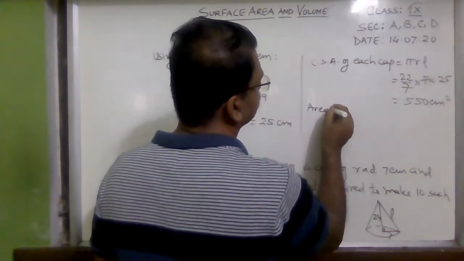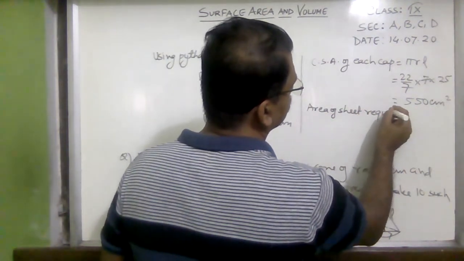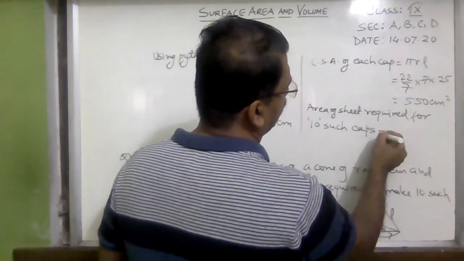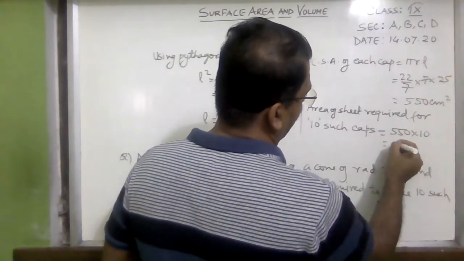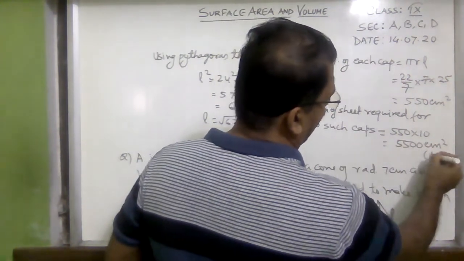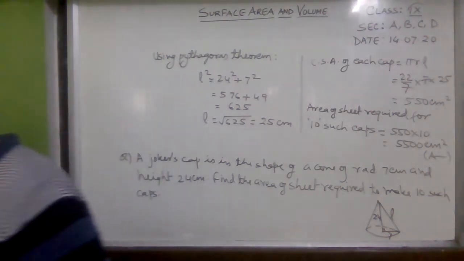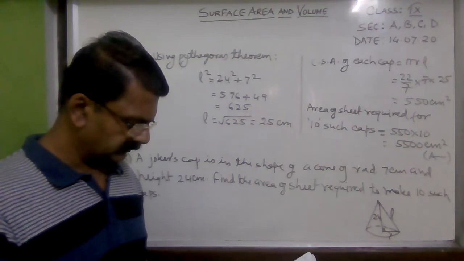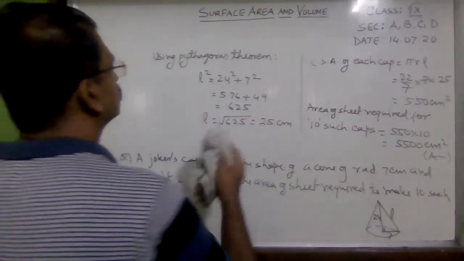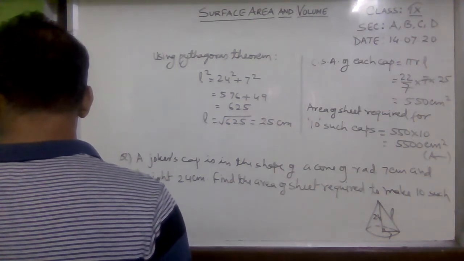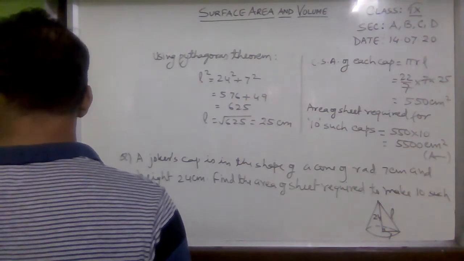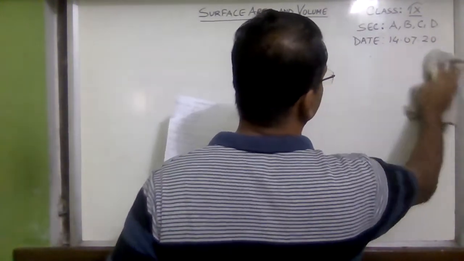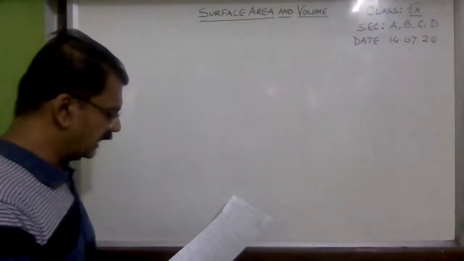Area of sheet required for 10 such caps will be equal to 550 into 10, that is 5500 centimeter square, and that is your answer. Clear? Okay. Now the next question.